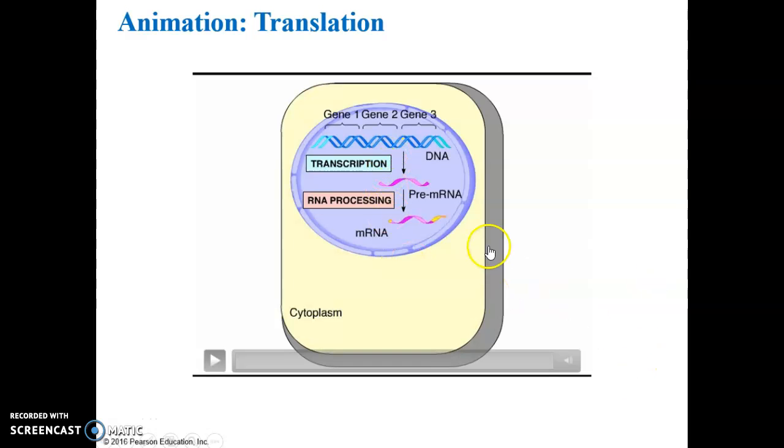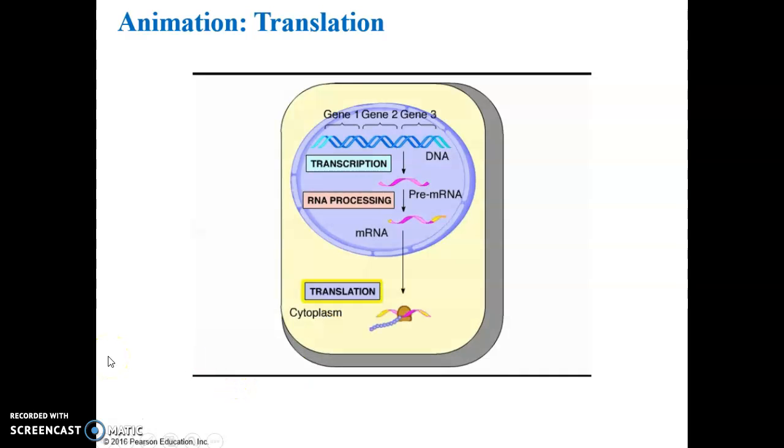Okay, we'll watch this video here on translation, which is the processing of the mRNA molecule to the polypeptide, which will become a protein. So translation occurs out here in the cytoplasm. In translation, a cell reads an mRNA message and assembles a polypeptide accordingly.